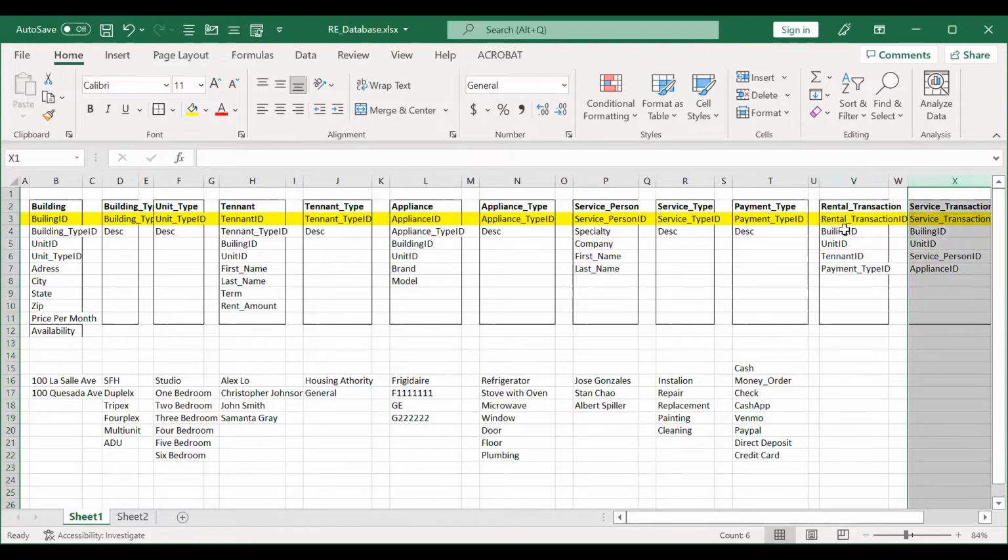Obviously, they have building ID, unit ID, tenant ID, payment ID, because this is all related to tenants. And everything that relates to service is service transaction ID, building ID, unit ID, service person ID, and appliance ID, because it's kind of related to an appliance oftentimes, right? So now we have all of these tables, fee amount.